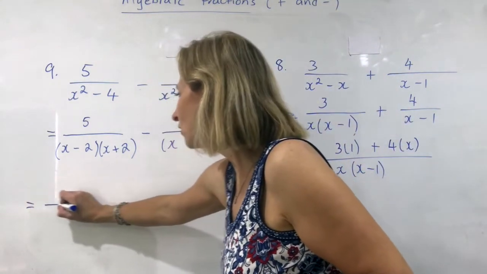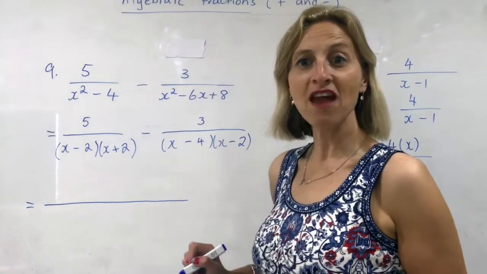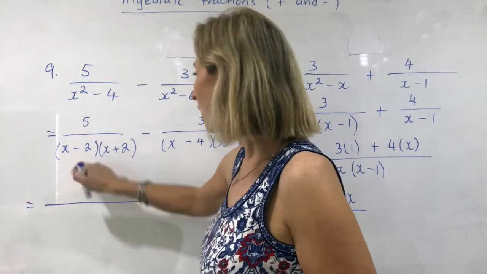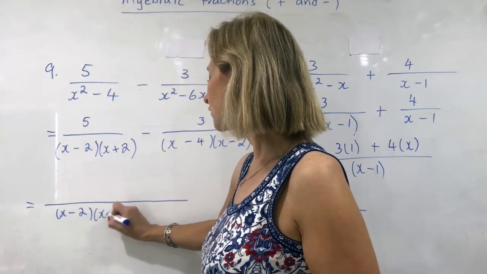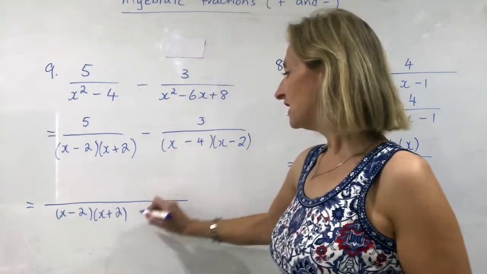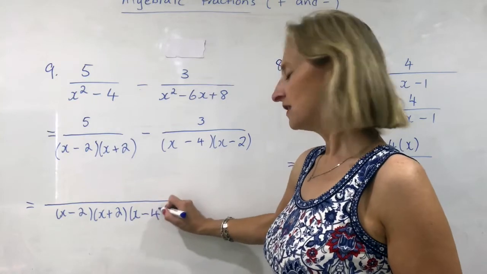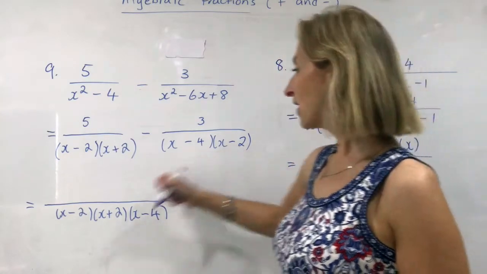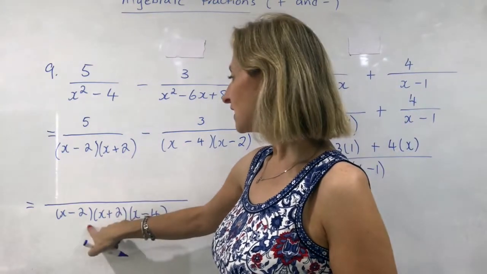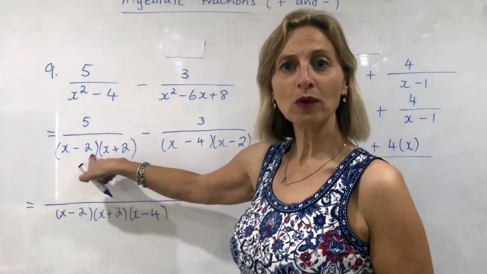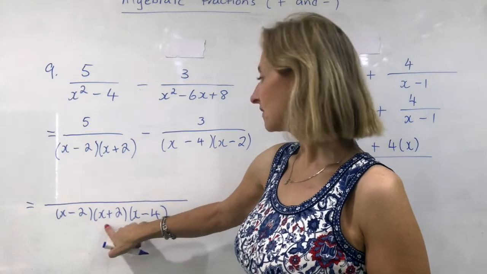And what do we know about our common denominator? It's one of everything. We need one of those, x minus 2. One of these, x plus 2. One of these, it's x minus 4. This is a long denominator. And x minus 2 I already have. So now I need to think, what is down here that's not there? Or, what do I need to multiply this by to get that?